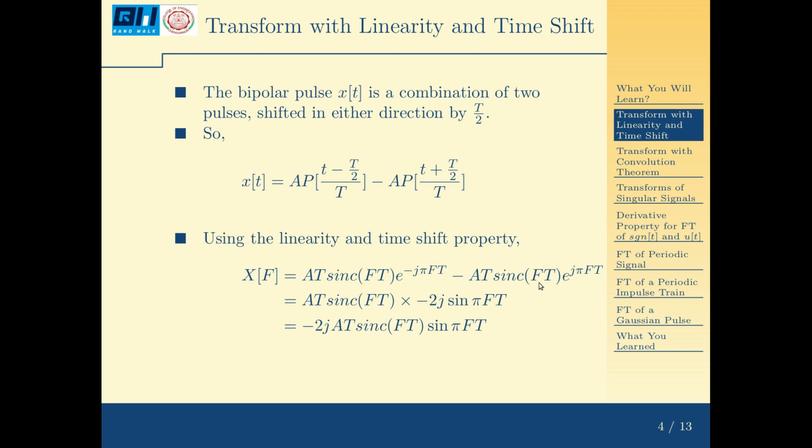Now this is e raised to j theta minus e raised to minus j theta, that is 2j sine theta. But there is a negation here. It is e raised to minus j theta minus e raised to j theta, so it is minus 2j sine theta. So it becomes AT sinc(fT) multiplied by minus 2j sine(pi fT). So the resulting transform will be minus 2j AT sinc(fT) sine(pi fT).